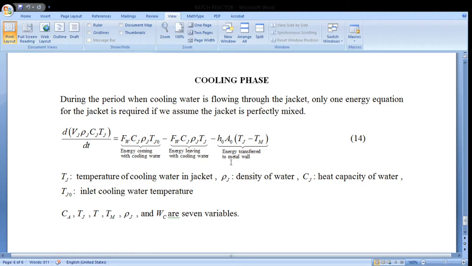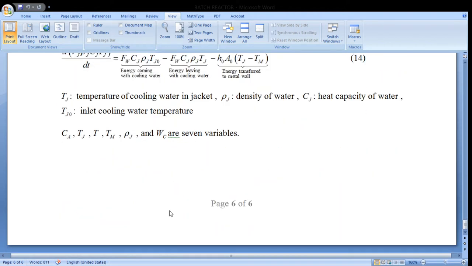Some of them will be clubbed here. So the total unknowns are CA and seven variables: the concentrations, the temperature of the jacket, the temperature of the reactor, the temperature of the metal ball, the density of the steam inside the jacket, and the condensate flow rate. So these are the model equations for batch reactors. Thank you.